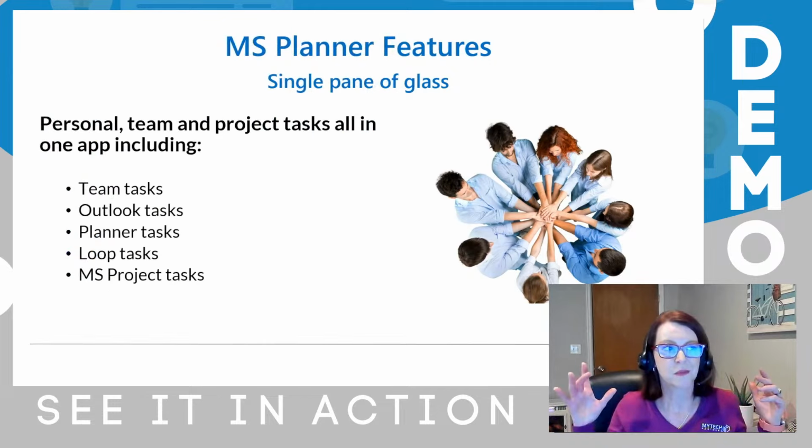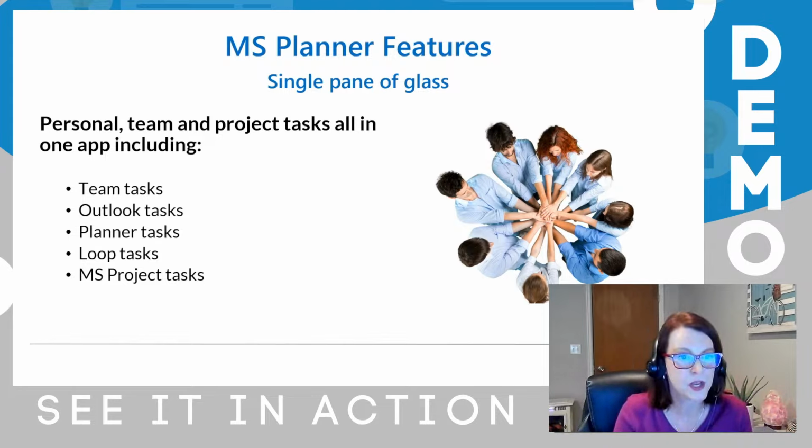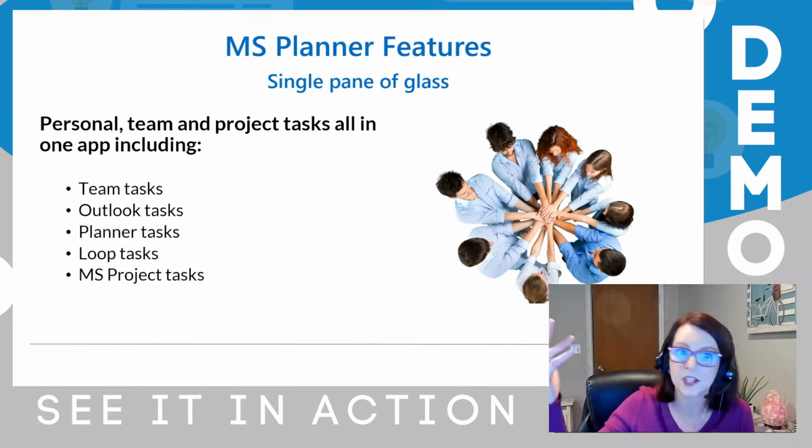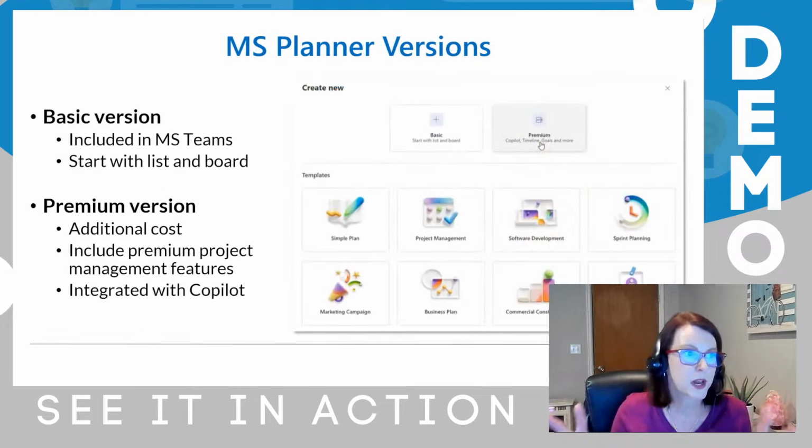So really, Microsoft Planner with that unified access will have a single pane of glass for team tasks, Outlook tasks, Planner tasks, for any of you out there using Loop tasks, and Microsoft Project. So everything will essentially be in one app, also across all the different teams and planners that you are a part of as well. So there will be two different Planner versions.